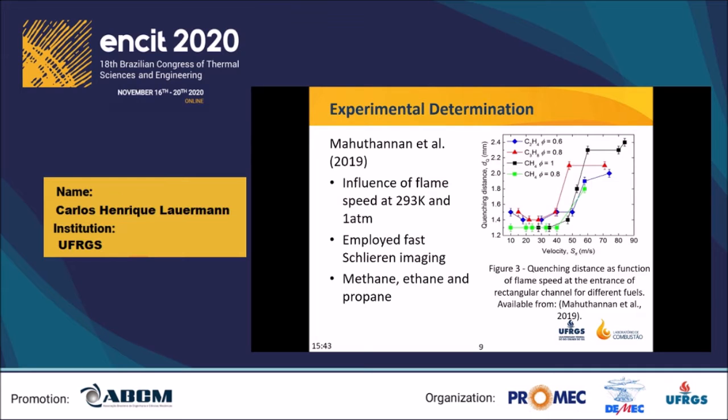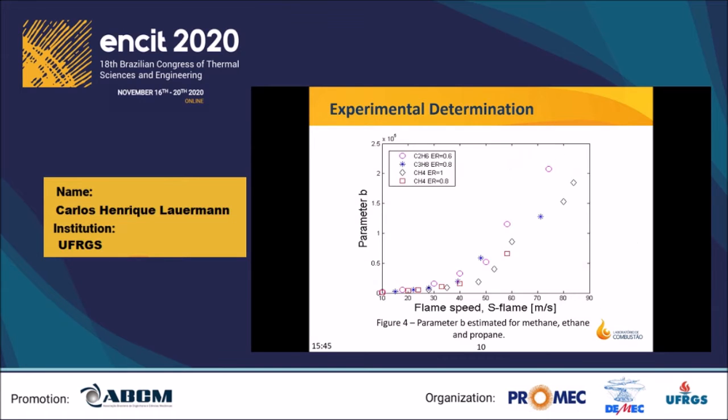The effects of the turbulence are seen here because the flame was accelerated, and it makes the heat transfer much stronger for those cases in which the turbulence was present. Here we have the parameter B, which was calculated using the experimental data from this work, and as you can see, the parameter B has a big influence from the flame speed and from the different fuels.